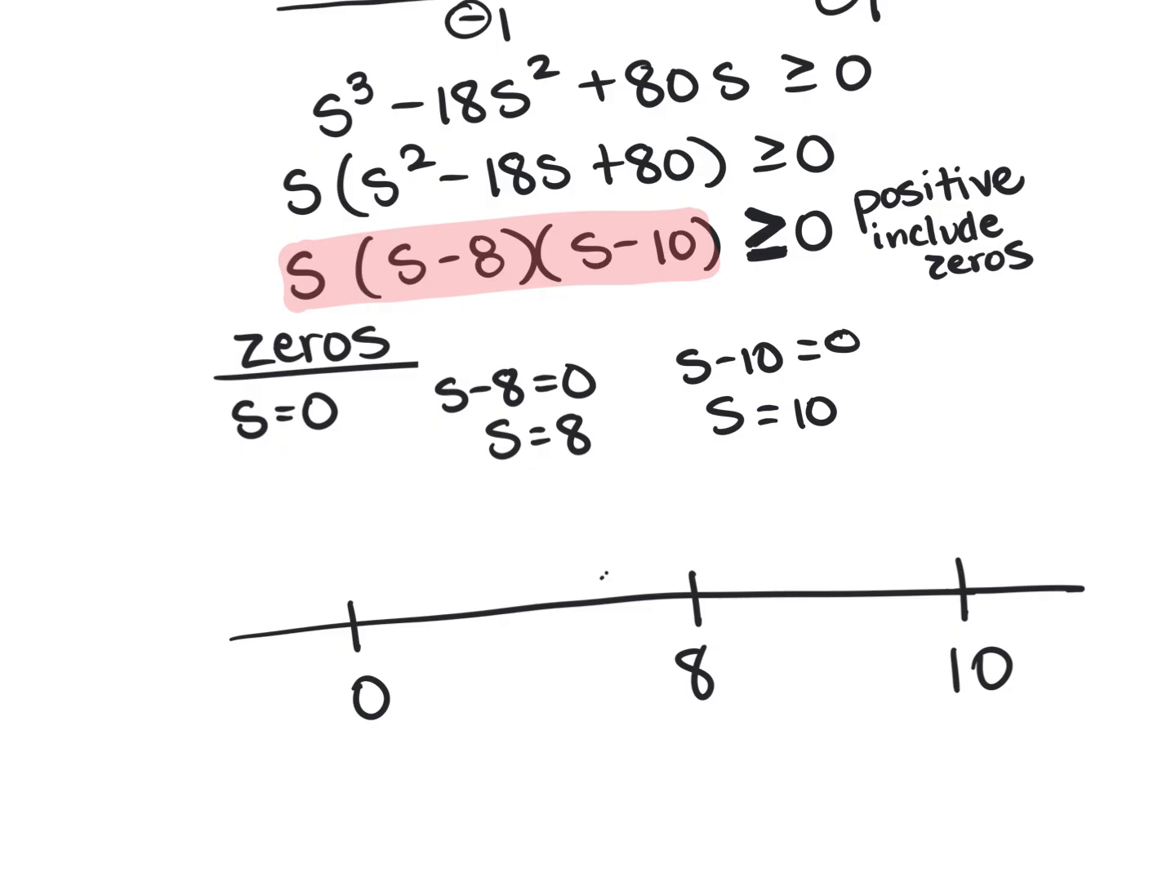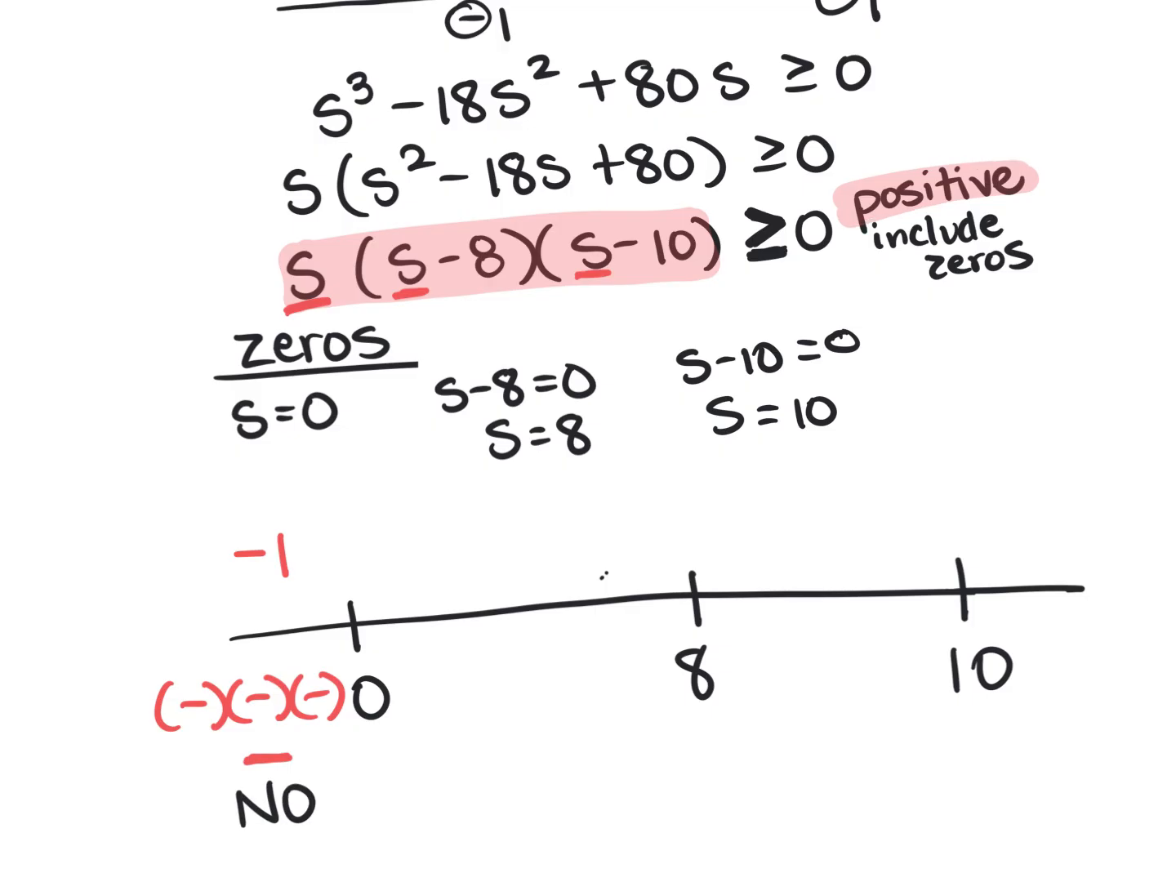So a test value to the left of 0 might be -1. And you can't forget to plug it into this first s. So that's going to be a negative here. If I plug it in here, that's also a negative. And then if I plug it in here, that one's also a negative. So a negative times a negative times a negative makes it negative. But in our search for this answer, we are looking for the positives. So this one is, in fact, not in our solution set.